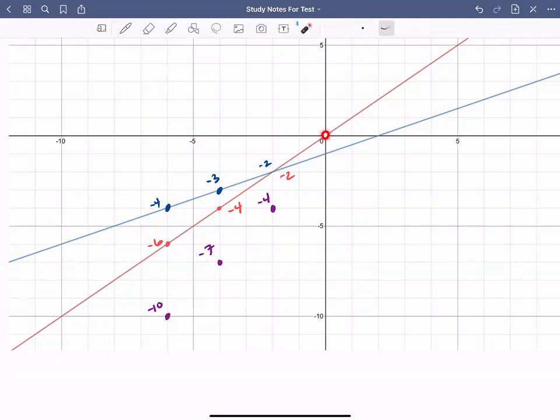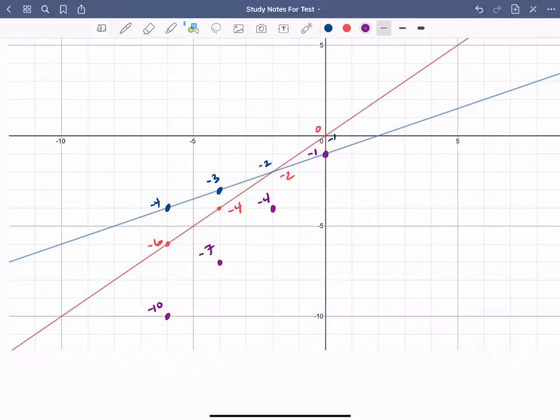So here's 0. Here's -1. So we have 0, and we have -1. So what happens? Sorry, it should be -1 plus 0 is -1. No big deal. It just so happens to be on this line.